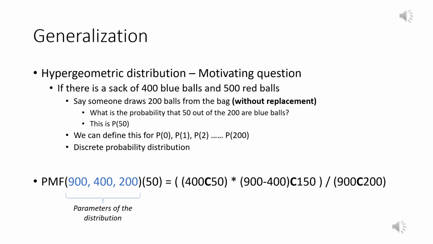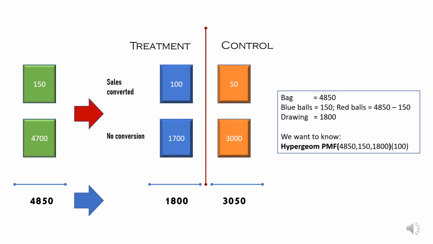So when it is done without replacement, we get the hypergeometric distribution. That's it. If we apply it to our treatment and control, this is how it looks. We have a bag full of 4,850 balls, out of which there are 150 blue balls and hence 4,700 red balls, and we are drawing a sample of 1,800, and we want to know the probability of 100 of them being blue balls. That is exactly what we are doing here, and this is how the hypergeometric distribution applies to this treatment and control calculation.